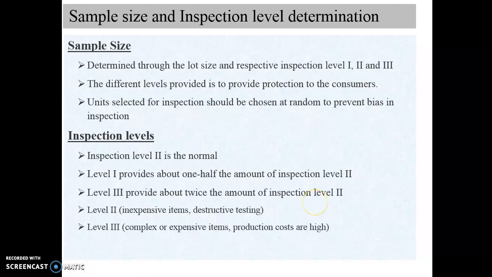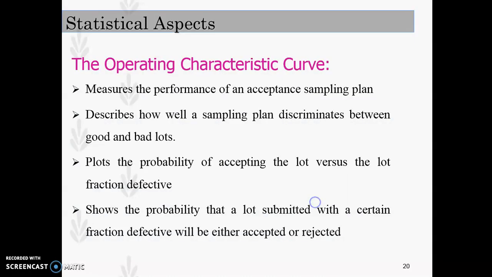Level 3 is for complex or expensive items. They require very tight quality control. Therefore, they need high inspection for that part. Therefore, you have to consider your customer's inspection level before you decide your sampling plan and your sample size.